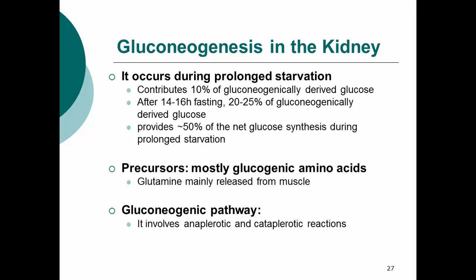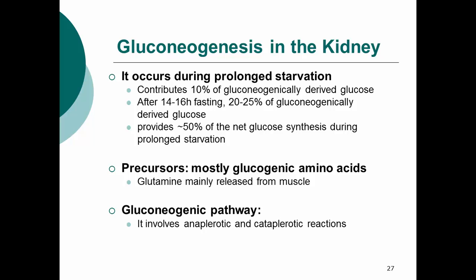And it's also different from the gluconeogenesis in the liver. The precursors that are utilized for gluconeogenesis in the kidney are mostly amino acids, right? So in the kidney, you basically utilize the amino acids as precursors.